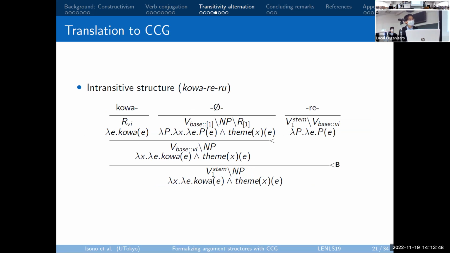A very similar analysis can be applied to the intransitive structure, koareru. So the first two parts are exactly the same. And then the non-active voice head, which is pronounced as rare, selects the appropriate verbal base.